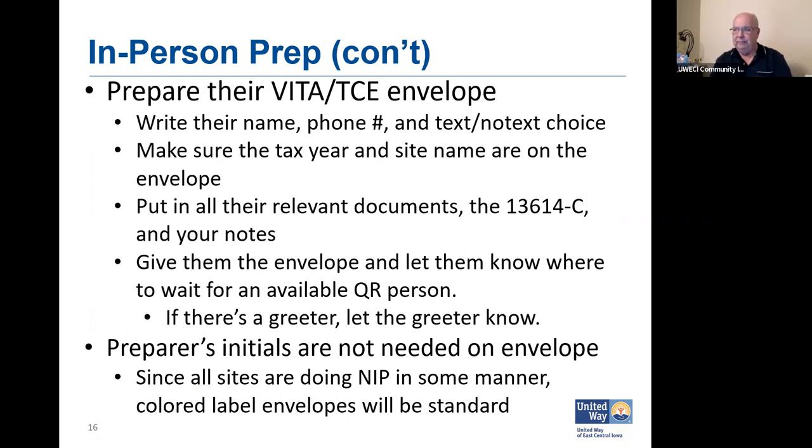Prepare the envelope. Write their name, their phone number, and their text or no text choice, and I'll illustrate that in a little bit. Make sure the tax year and the site name are on the envelope. Put all the relevant documents, the intake form, and all your notes in the envelope. They have to wait for a QR person. They're not leaving with that.